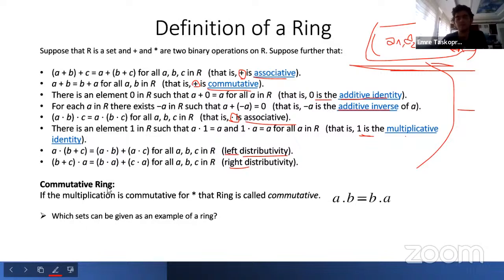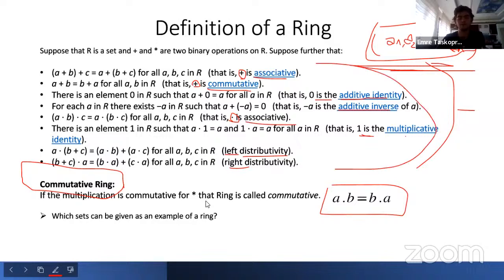When we come to the commutative ring, we see that if the multiplication is commutative for that ring, the ring is called commutative, and it can be seen over here that a times b equals b times a. If the elements of our set, which we defined as a ring before, follow this property, we can call that ring a commutative ring. So which sets can be given as an example of a ring? A set that follows these properties, such as the integers. Integers follow all these properties, and thus the integer set is a ring.